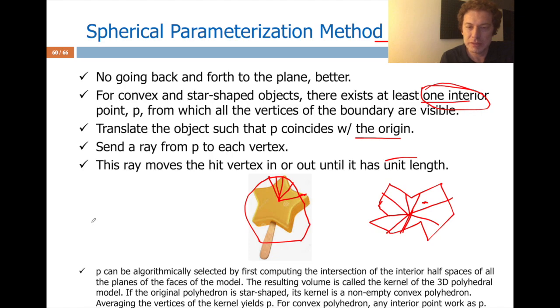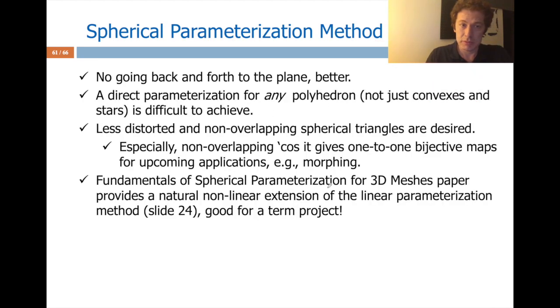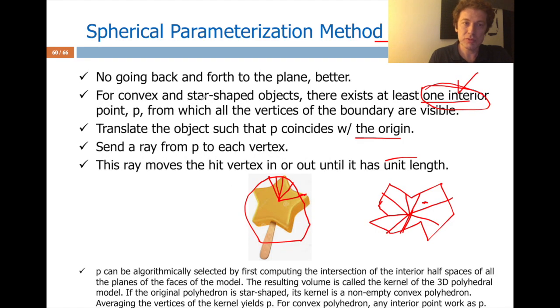Basically, you take the half spaces of all the triangles inside the shape and you intersect them. If it's a star-shaped object, then this intersection is a convex region, and any point inside that convex region works for your interior point that sees everyone else. So this method is for convex.